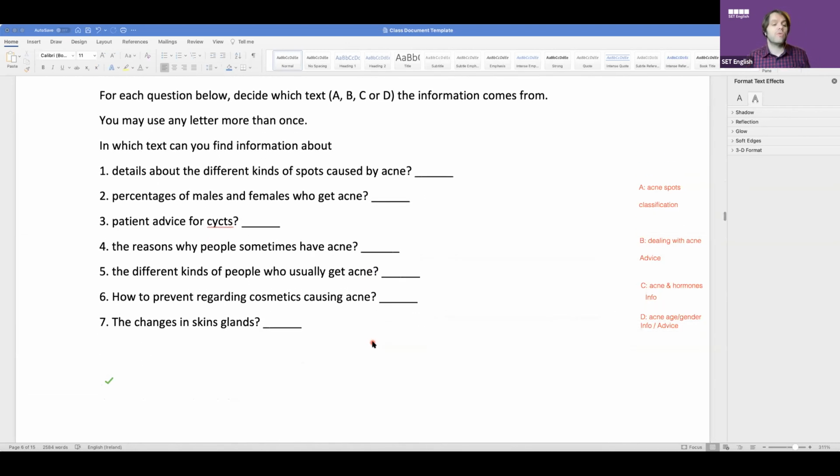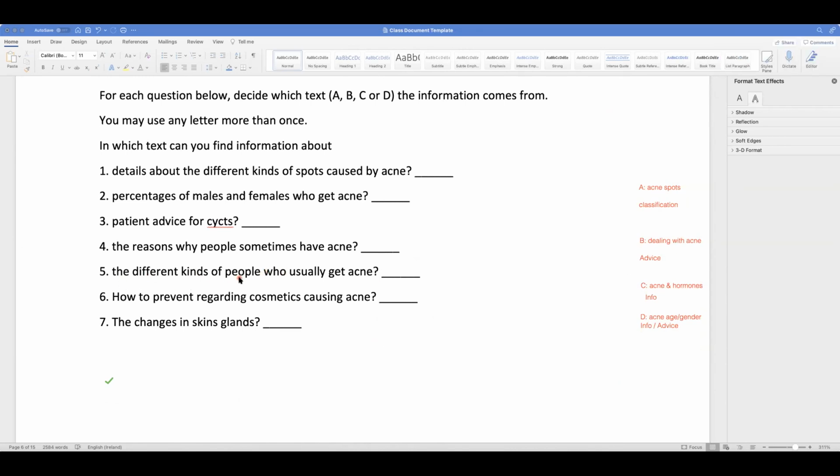Okay, next one. The reasons why people sometimes have acne. Could be C or D. I'm thinking C because we've got hormones. What else could it be? Nothing else is dealing with causes, is it? Only hormones is a cause. Okay, the answer is C.